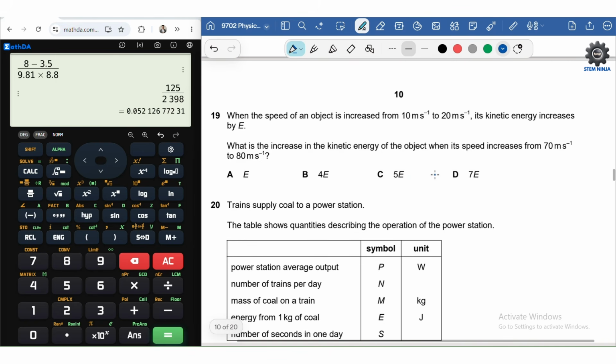When the speed of an object is increased from 10 meters per second to 20 meters per second, its kinetic energy increases by E. What is the increase in kinetic energy of the object when its speed increases from 70 meters per second to 80 meters per second?